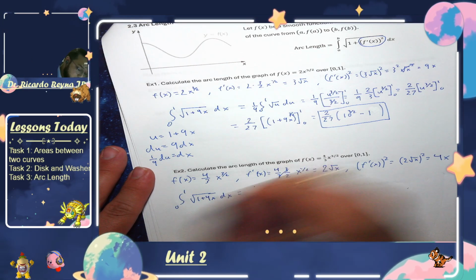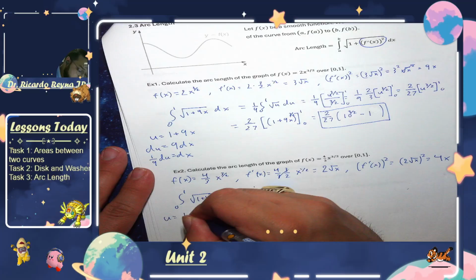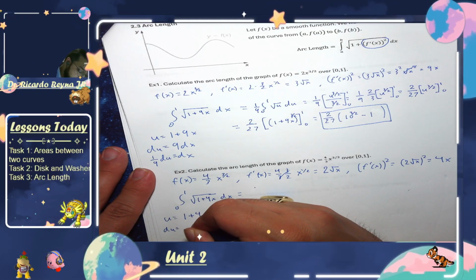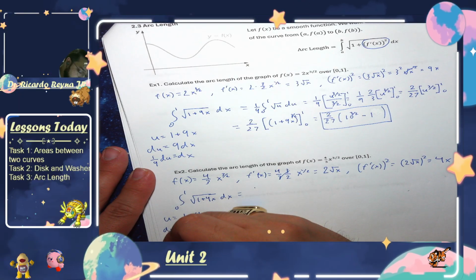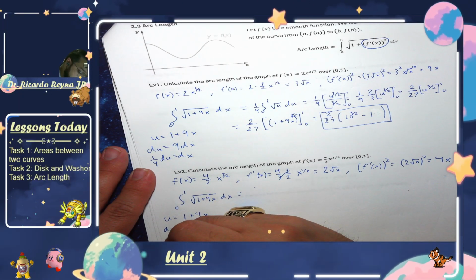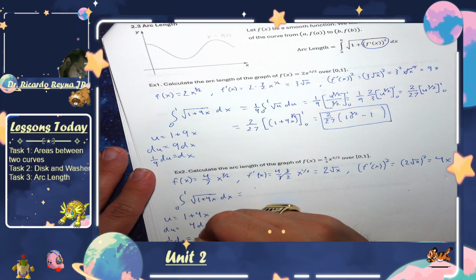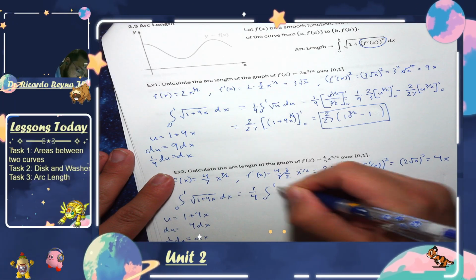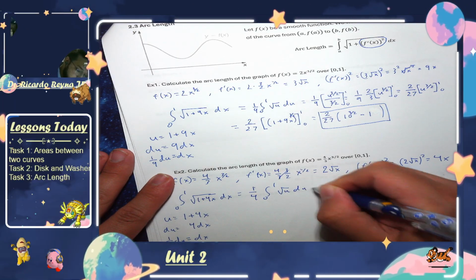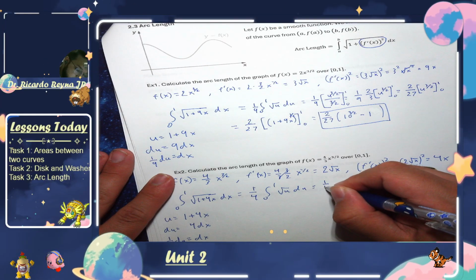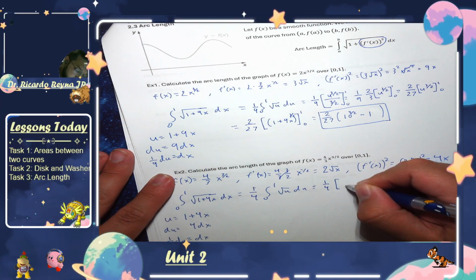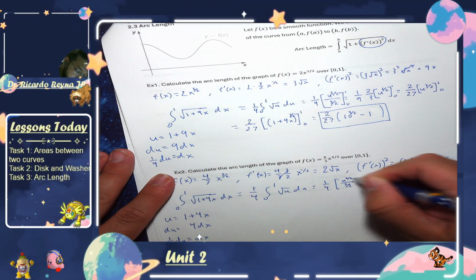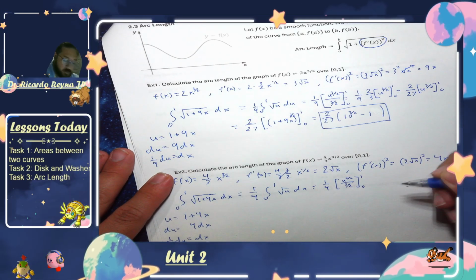You get u is equal to 1 plus 4x. Du is equal to 4 dx. You don't have a 4, so you gotta make it disappear and just reappear. 1 over 4, 0 to 1, square root of u du. 1 over 4, 3 over 2, u 3 over 2, from 1 to 0.